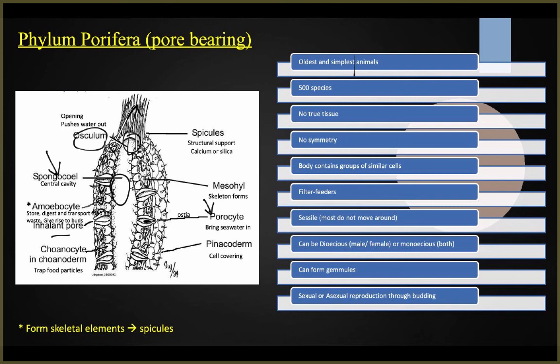The pentagoderm is the cell covering on the outside, and you can see the little dots, the little things that are coming out, are the spicules. These are supportive structures. They're sharp. They're normally made of calcium or silica.